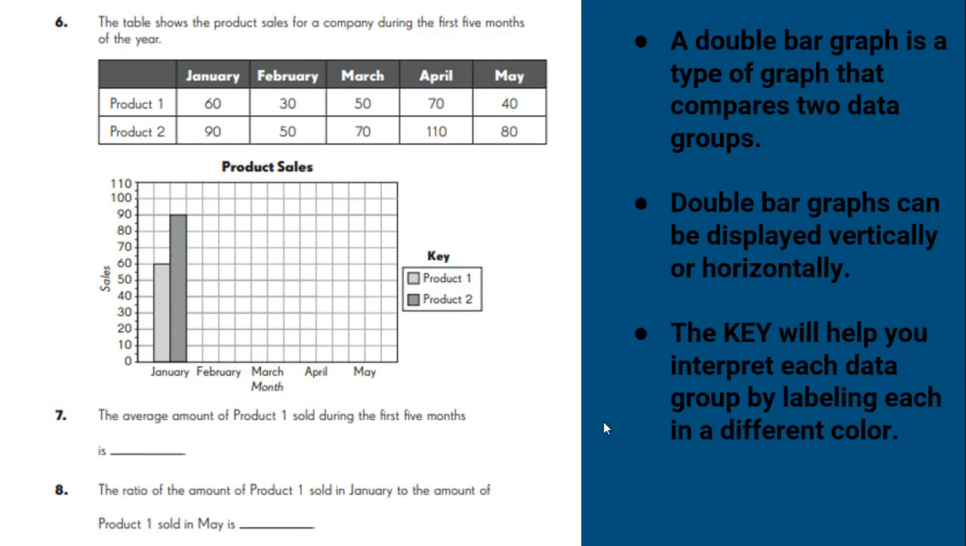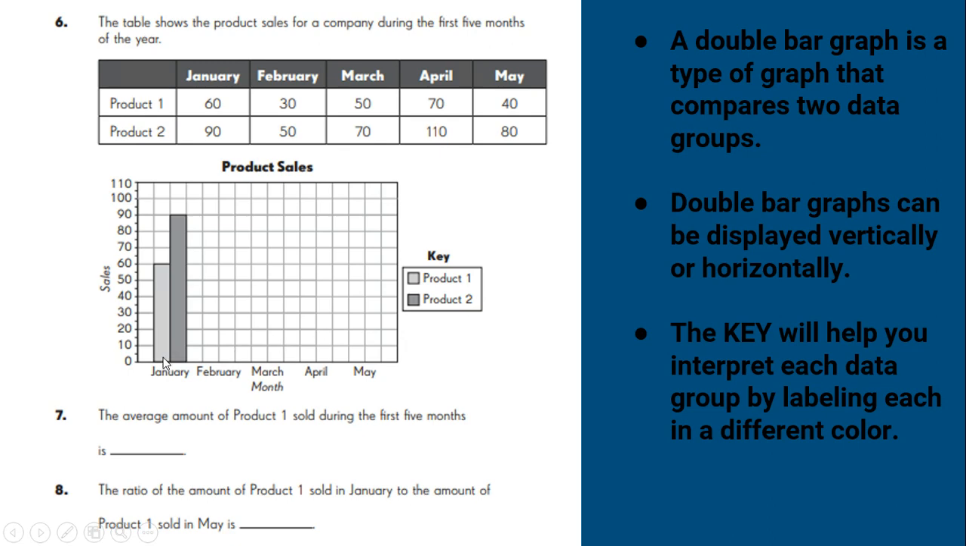This time we're actually going to input the bar graph, or the double bars, to help us interpret the data. So let's make sure we read and understand what we're looking at. The title is product sales. On the left it says the number of sales, and at the bottom it says 5 different months. The light gray bar represents the sales of product 1, and the dark gray represents the sales of product 2.